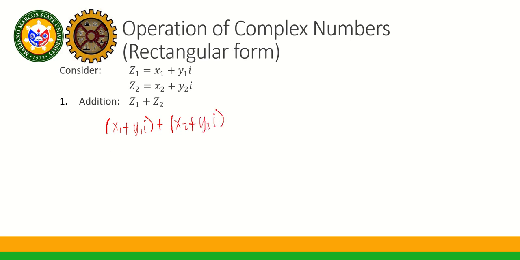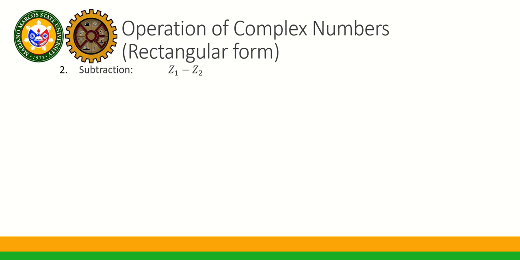So, in adding complex numbers, we add the real part and then the imaginary part. So, pagsamahin natin si real part, which is x sub 1 plus x sub 2, and then i-add natin si imaginary part. So, y sub 1 plus y sub 2 i. So, this is how to add complex numbers.